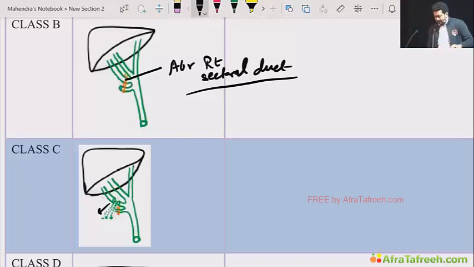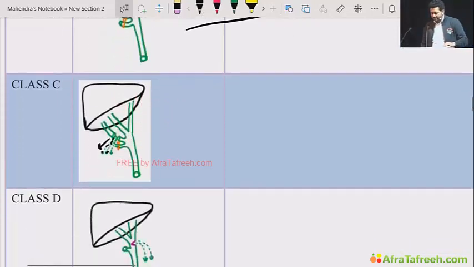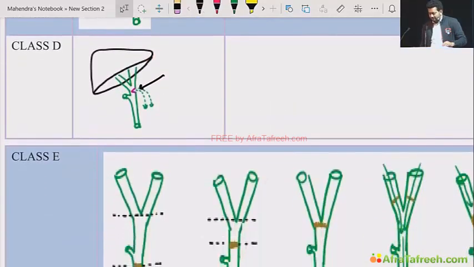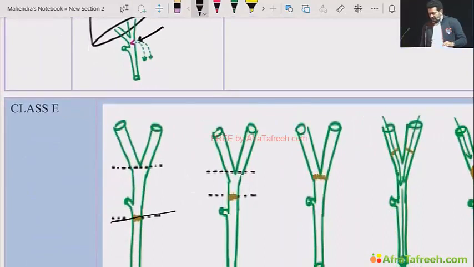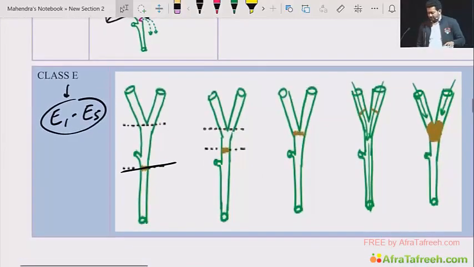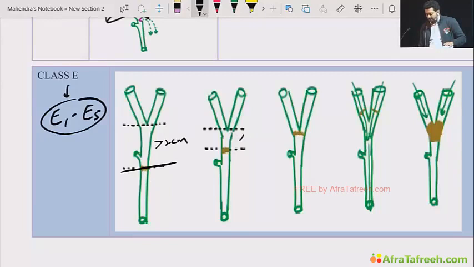So class C is when there is leak from the aberrant sectoral duct. D is when there is partial injury to the main duct. Main duct means either common hepatic or CBD. And class E is when there is complete transection. This E is divided from E1 to E5 depending on which level the transection has occurred. That is given as per the Bismuth classification. We'll see the Bismuth classification. E1 to E5: more than 2 centimeter from hilum, less than 2 centimeter from hilum, at the hilum.